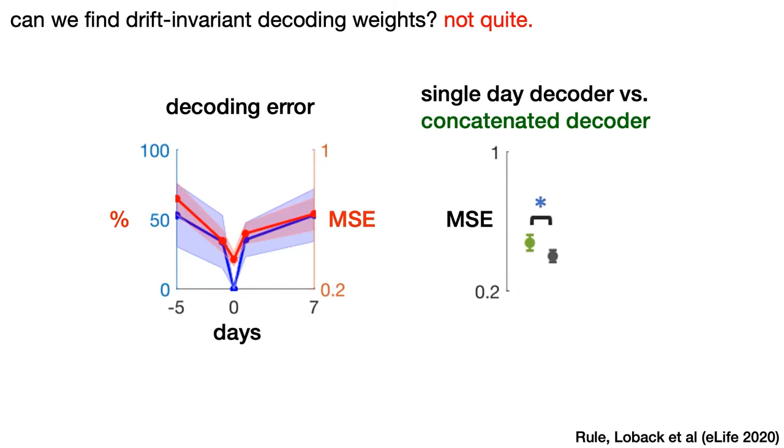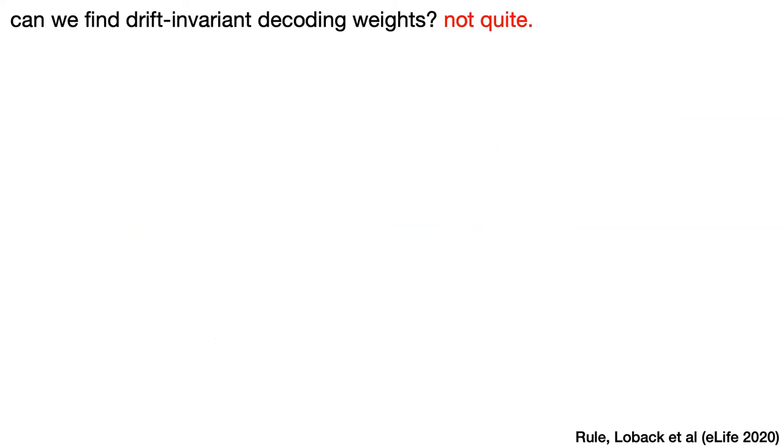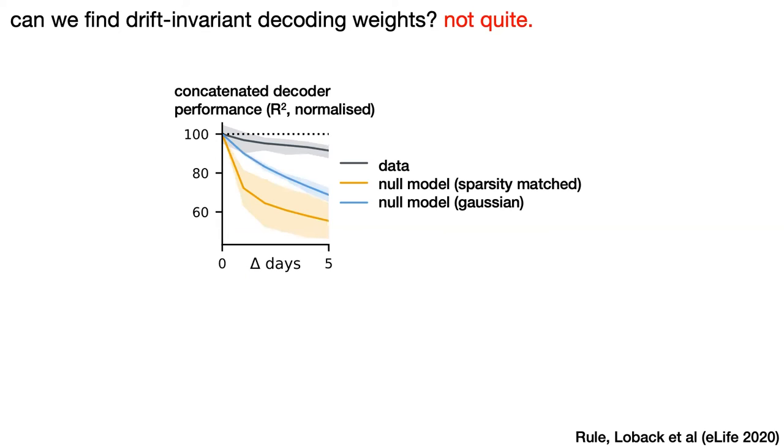A concatenated decoder is statistically always worse than a decoder that's trained and used on that same day. Worse still, even when you do this, and this is challenging statistically because there's limited data, our best estimate was that you will get a degradation of a concatenated decoder no matter how much of a subset of data you actually use. So what this tells us is that the drift is going on in a way that doesn't completely destroy the decoder, okay? It's not as destructive as it could be.